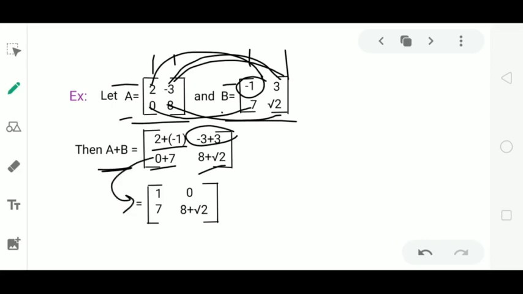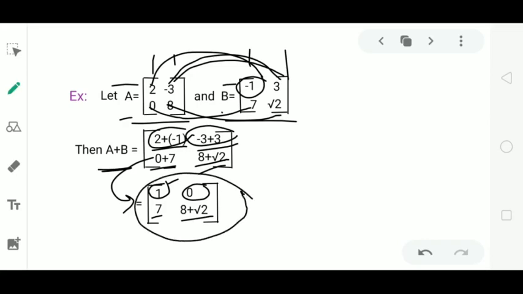Their sum is 2 plus of minus 1 is plus 1. Minus 3 plus 3 is 0. 0 plus 7 is 7. 8 plus root 2 is 8 plus root 2. So this is a matrix obtained by adding the corresponding elements of A and B. We call this matrix the resultant matrix and we denote it by A plus B.